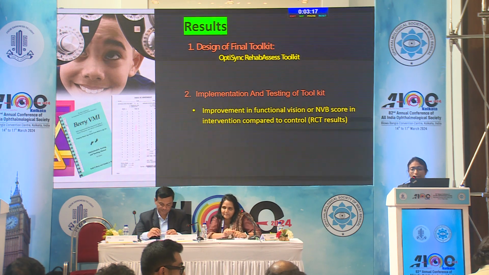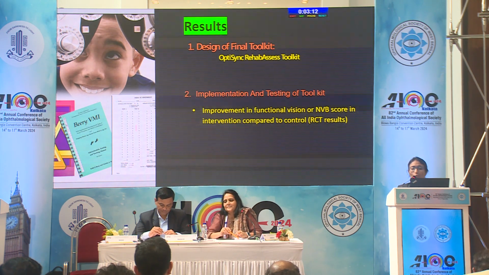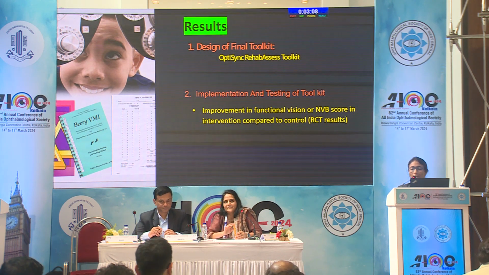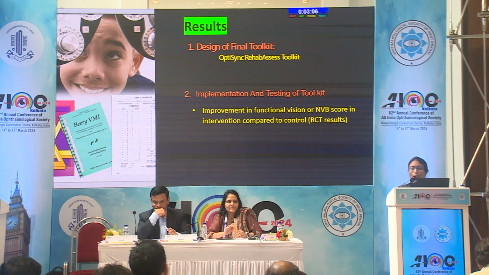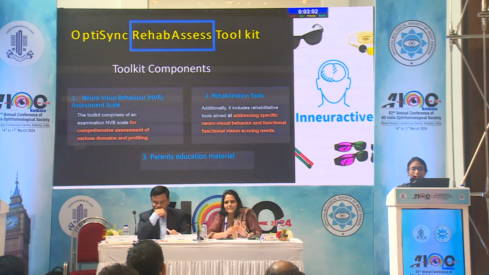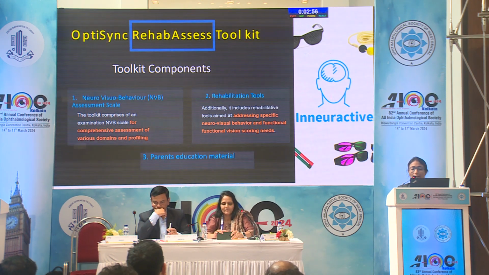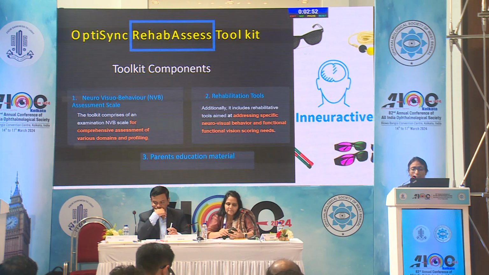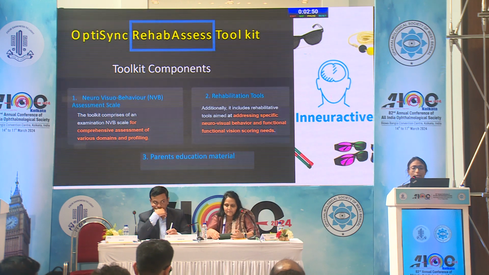The final toolkit we named the OptiSync Rehab Assess Toolkit. The toolkit was implemented and tested by the RCT, and the improvement in the functional vision, or the NVB score, in the intervention group was compared to the control. As the name suggests, the toolkit had 2 components: the assessment scale, which was the NVB scale, for the comprehensive assessment of various domains and profiling, and the rehabilitation tools, which address the specific neurovisual behavior and functional vision scoring needs.